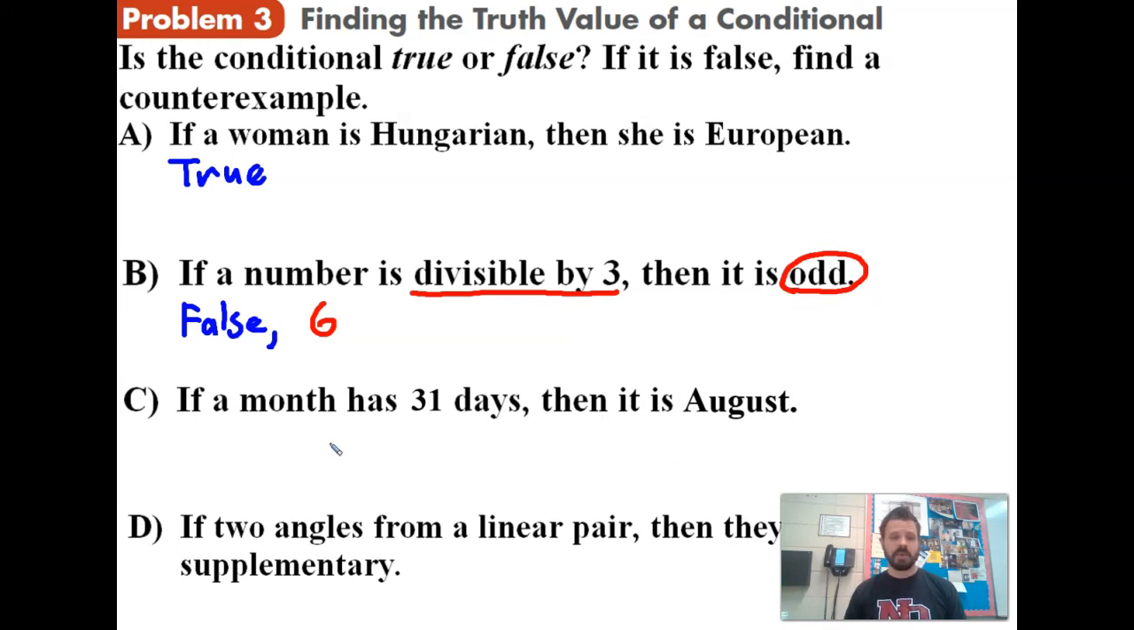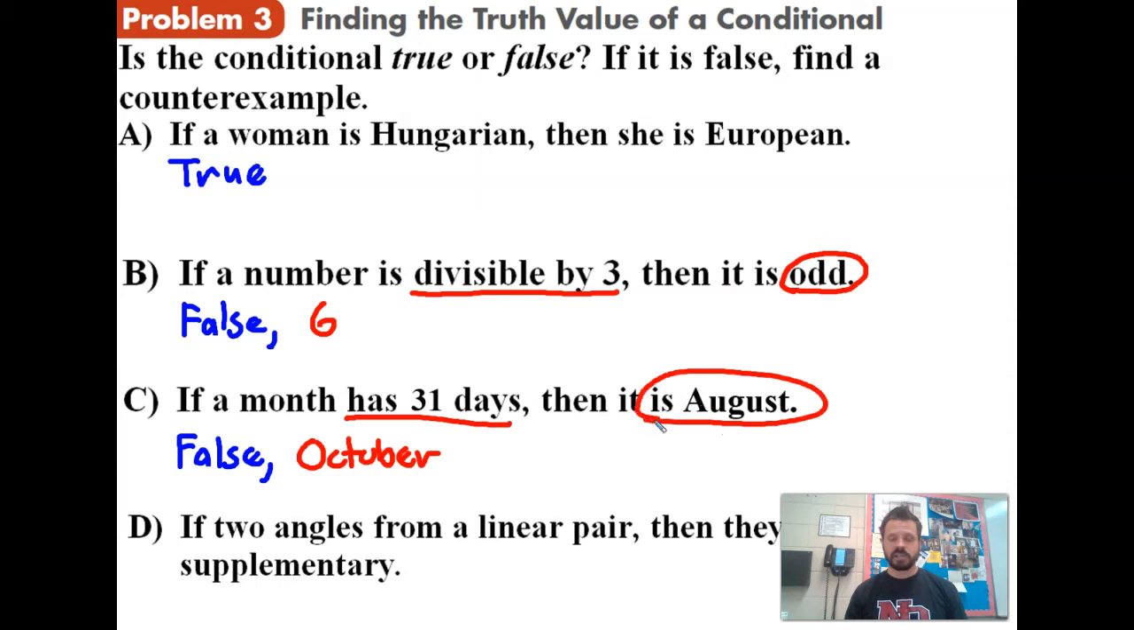All right, C, same idea. If a month has 31 days, then it's August. This is false as well. August does have 31 days, but there are other months with 31 days. So, for example, October. October 31st, which is Halloween. October has 31 days, but it is not August. Therefore we can make that counterexample.